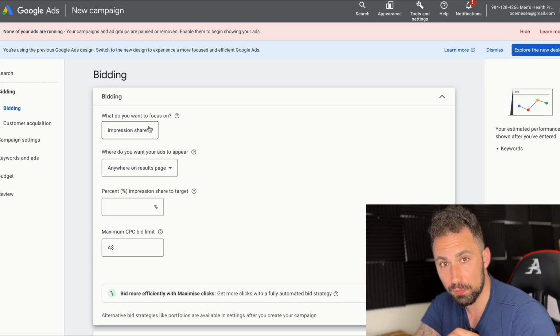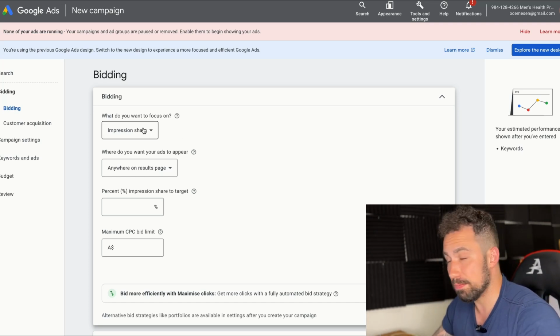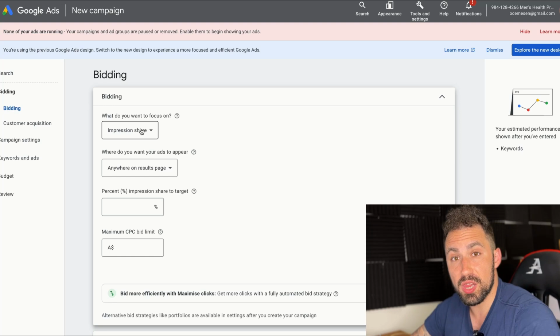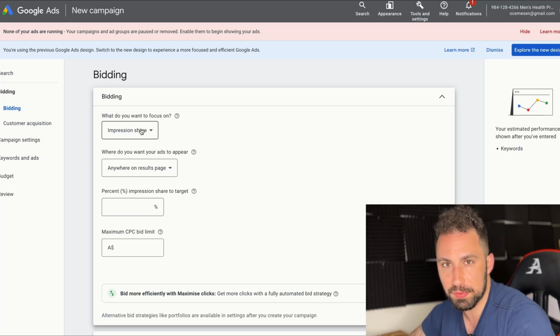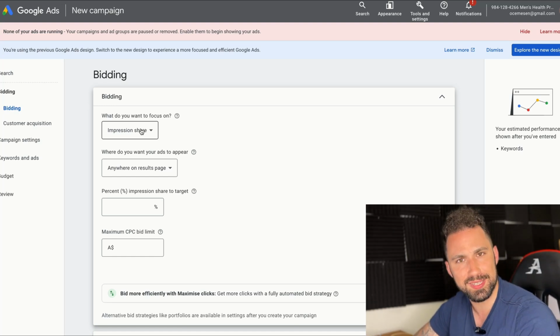What happened overall as a result is the impression share campaign captured a lot of impressions. It usually appeared like 80% of the time at the absolute top of the page. The other one did not, but overall it got the same amount of clicks.